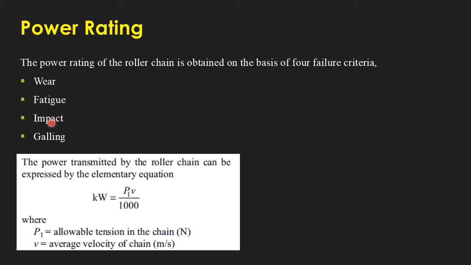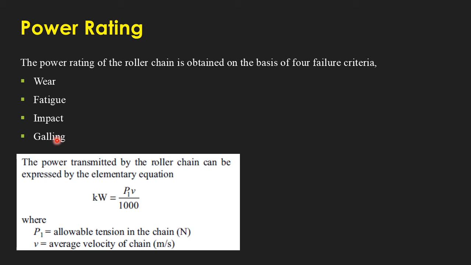And one more is the impact. When the rollers continuously engage with the sprocket, there is always an impact action taking place. When there is continuous impact and the load is very high, it may lead to breakage of the roller or the bushing. So we have to make note of that. The material chosen must be very good and the number of teeth has to be taken into account. The chain tension needs to be proper so that the impact action can be reduced.